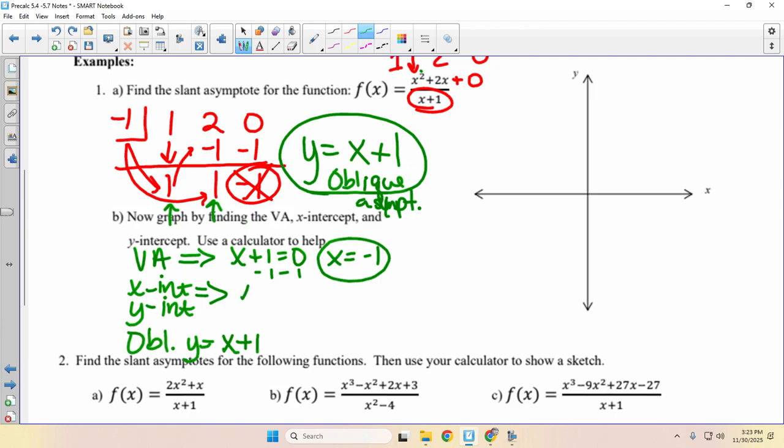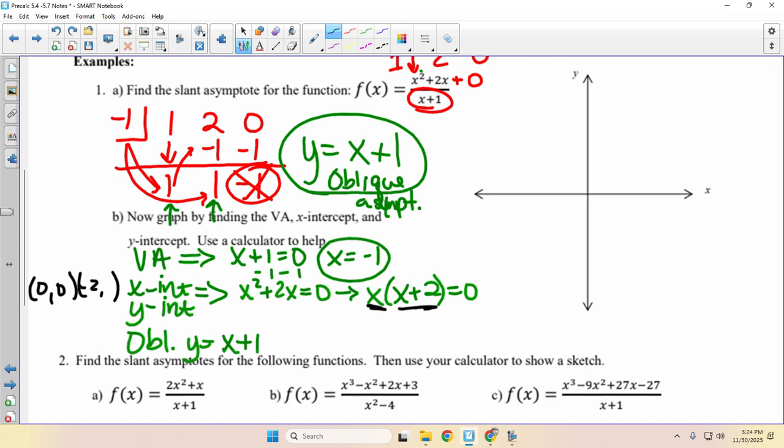So I'm going to take my top, set it equal to 0. It factors, and I find my x-intercept. I'm going to write it to the left here. The x-intercept is at 0, 0, because when you have just an x by itself, x equals 0 is the solution. And then it's the opposite of plus 2, so it's at negative 2, comma 0.